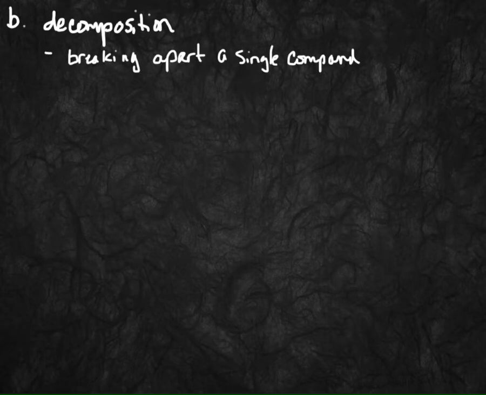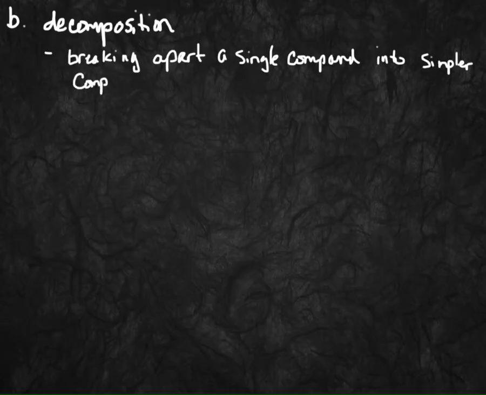Okay, the next one is decomposition, and decomposition is the opposite of synthesis. Synthesis is where we combine things to make a single compound. Well, decomposition is where we take a single compound and it breaks apart into simpler species.